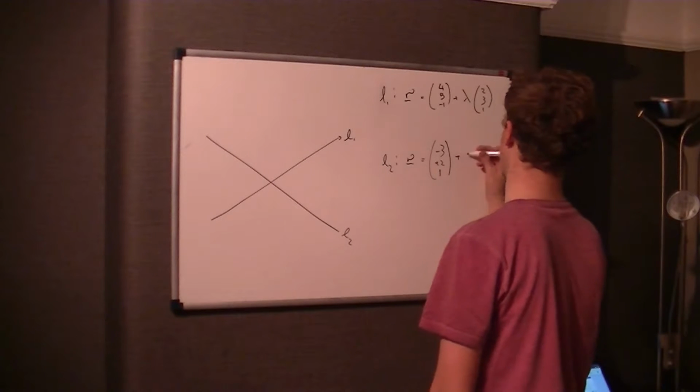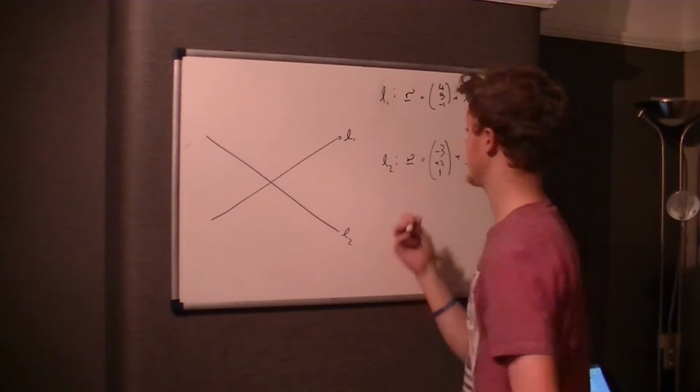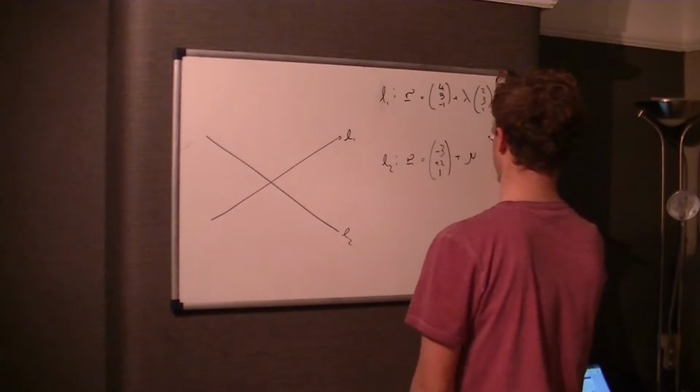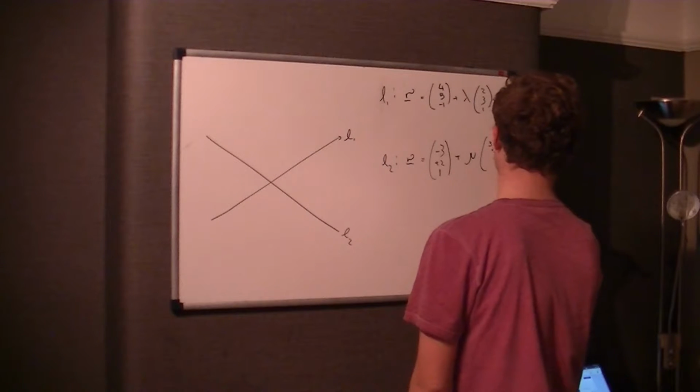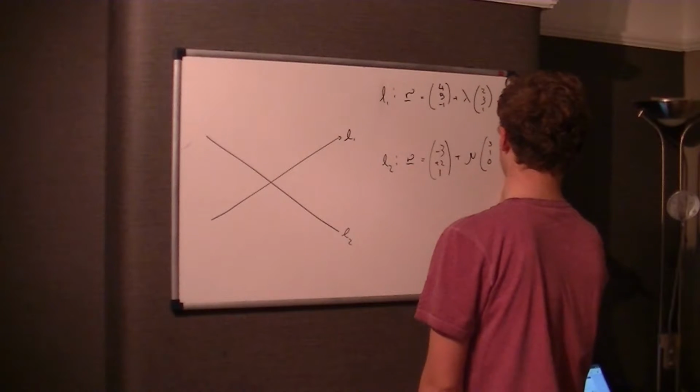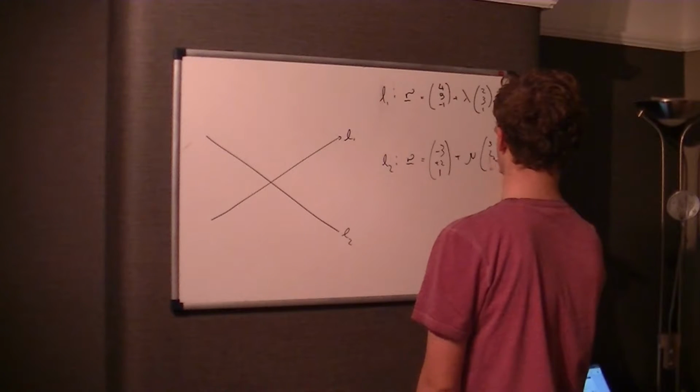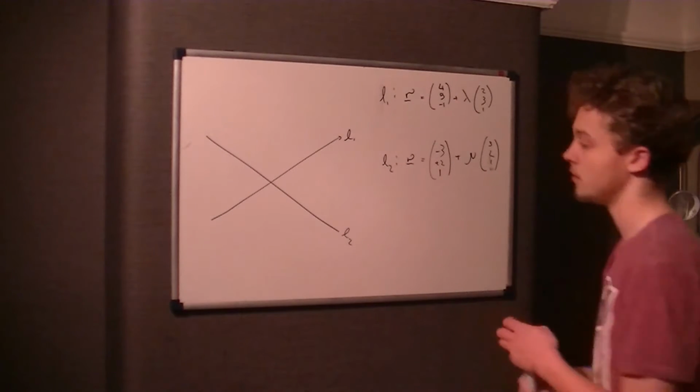Minus 3, 2, 1 plus, I'm going to denote by the mu sign, u with a weird extension on it, and then that's (3, 1, 0). This might not work out by the way, but never mind.